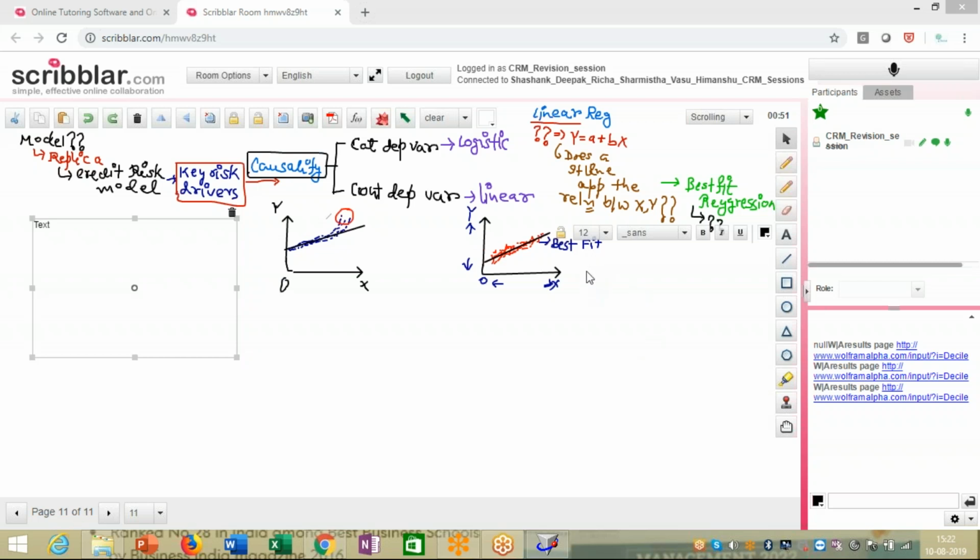So Akhilesh says normal distribution. So normal distribution of what? Okay, so let's look into the assumptions one by one. Assumptions of a linear regression model.